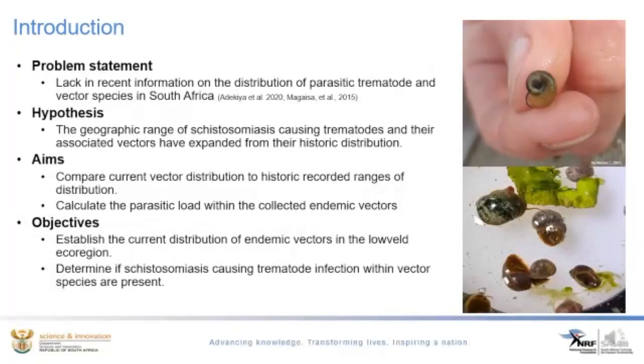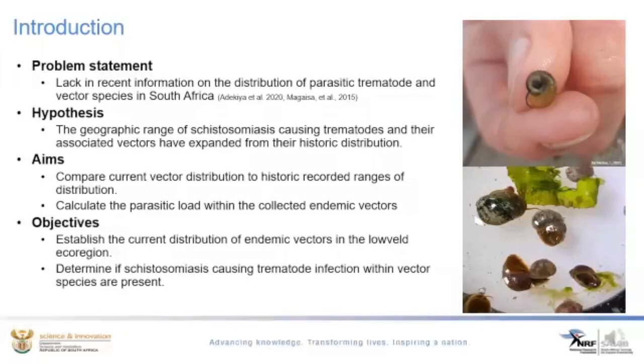In previous studies conducted within South Africa during the 1970s, the distribution of schistosomiasis was estimated based on the presence of the vector species. Therefore, there is a lack of information regarding the true status of schistosomiasis in South Africa. Our hypothesis states that the geographic range of schistosomiasis causing trematodes and their associated vectors have expanded from their historic distribution. The aims of this study are to establish the geographical ranges of schistosomiasis causing trematodes by assessing the current vector distribution and parasitic infection of these vectors. Secondly, to compare the current distribution to historic areas identified and establish if vectors have migrated to new geographical areas.